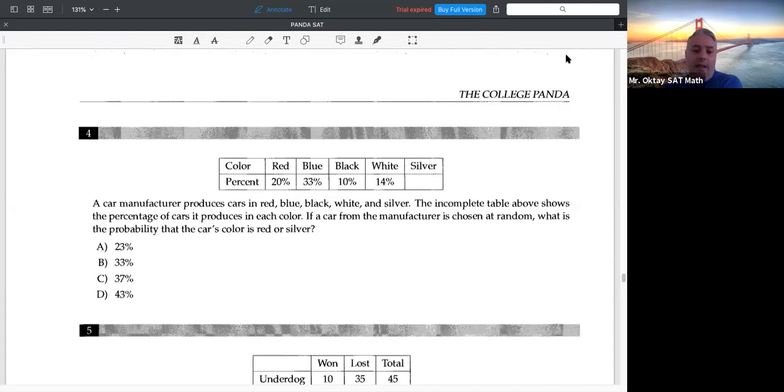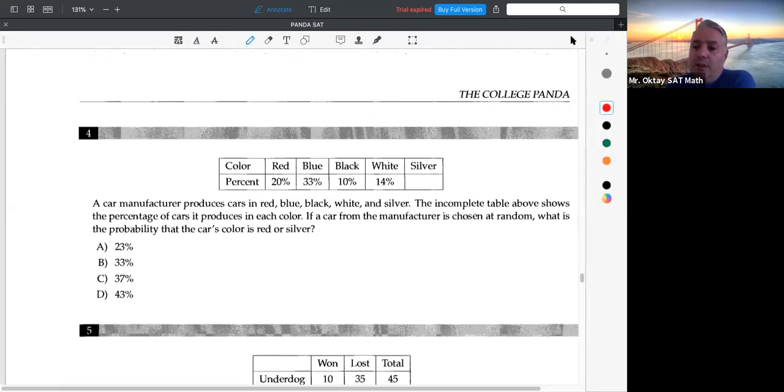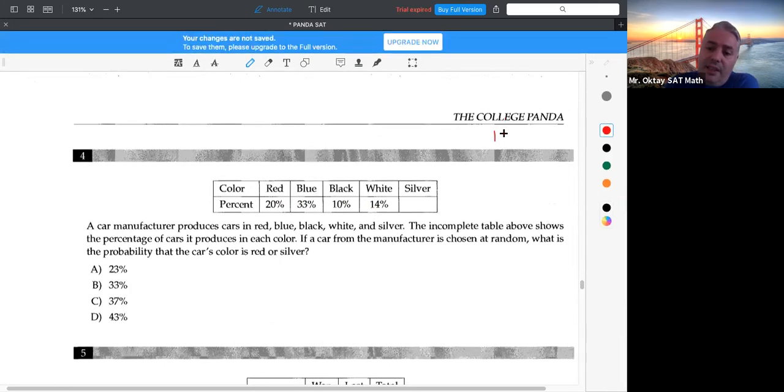That a car manufacturer produces cars in red, blue, black, white, and silver. So the first thing, dear students, when I look at here before reading it, I just wonder what could it be? 20, 30, 44, 54, 64, 74, 78. It means that it will be 100 minus 77, so it will be 23%. Am I right for the silver? Yes or no? Yes.